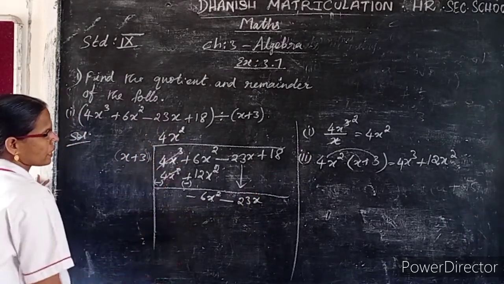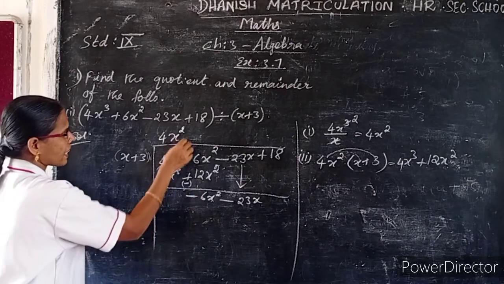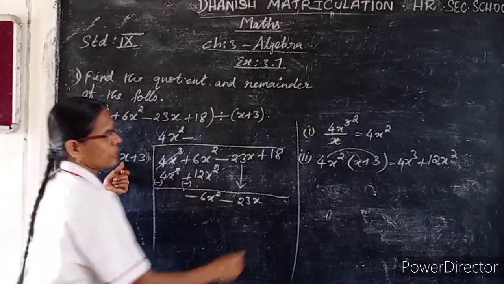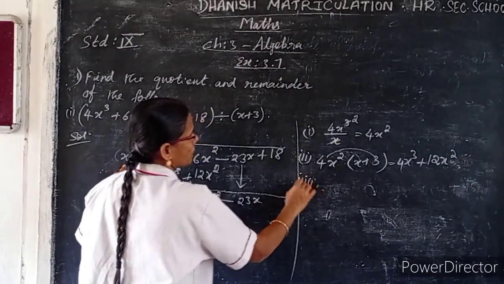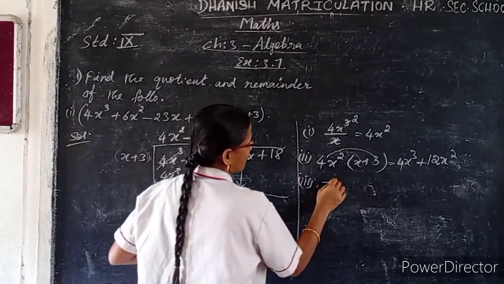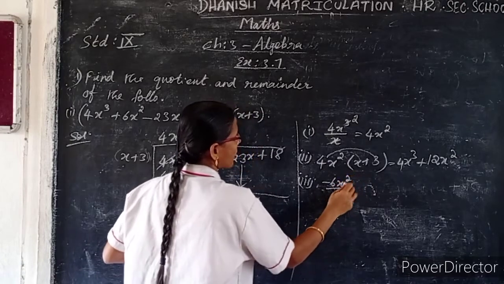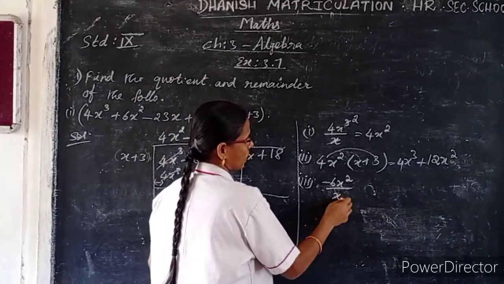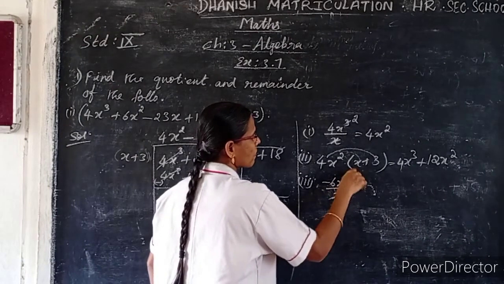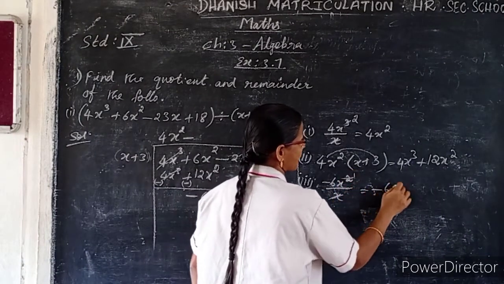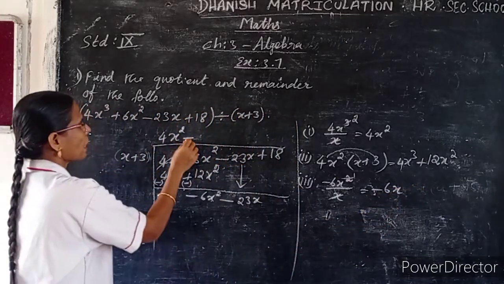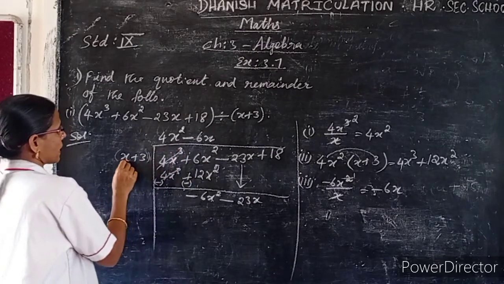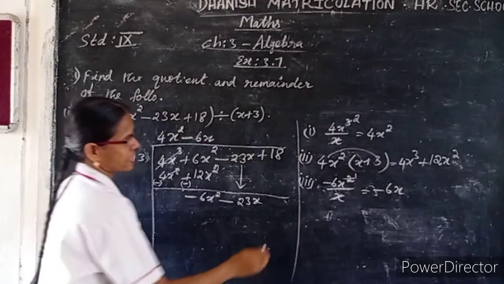Again find the quotient part. Here minus means write this sign here. So now divide this first term by this first term. That is our third step. First term is minus 6x square divided by divisor first term x. Now from x square only one x is there. So minus 6x is quotient part. So minus 6x. Now multiply this x plus 3 with minus 6x.